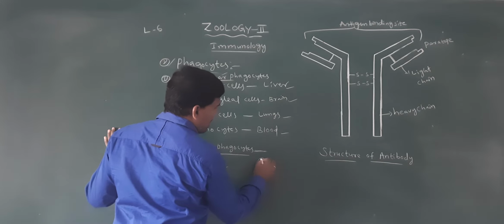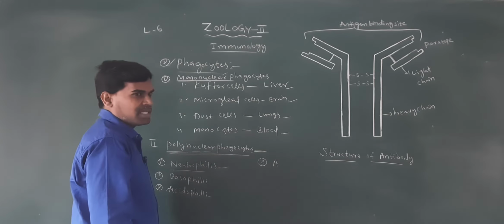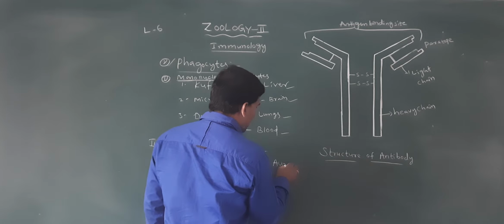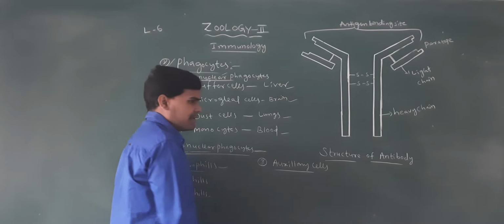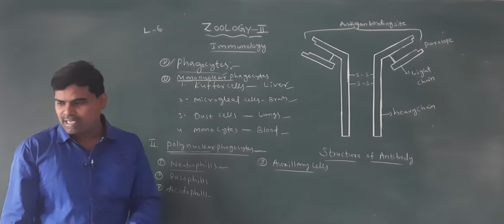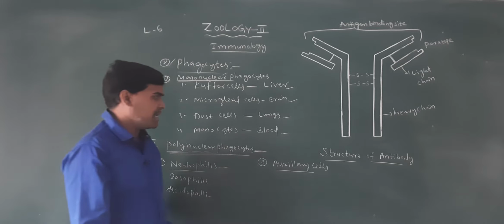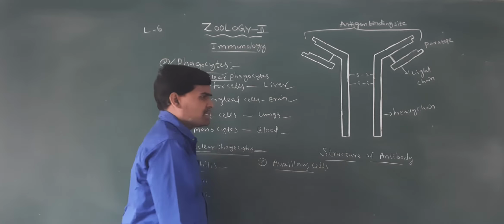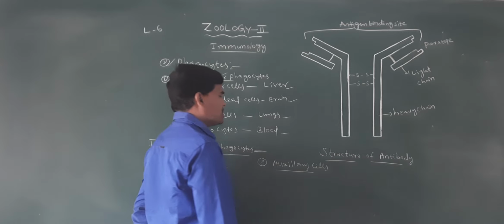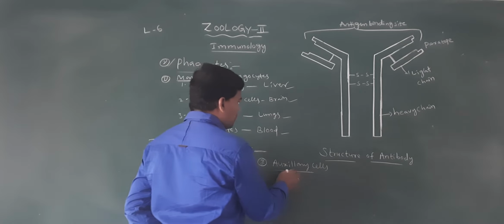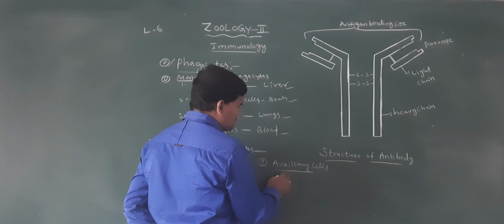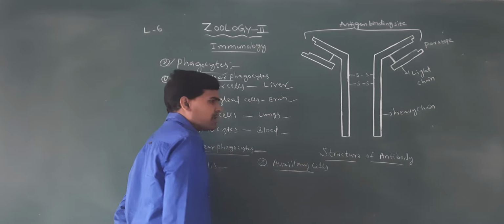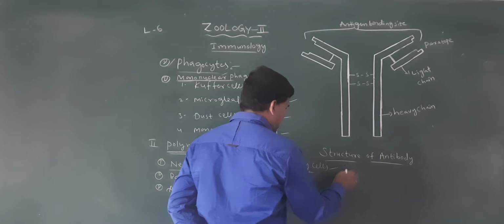The third type of cells is the auxiliary cells. The auxiliary cells help the leukocytes of the immune system. The cells that help the lymphocytes or leukocytes of the immune system are called auxiliary cells.